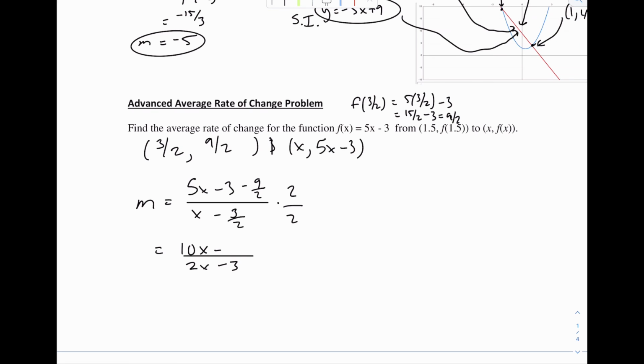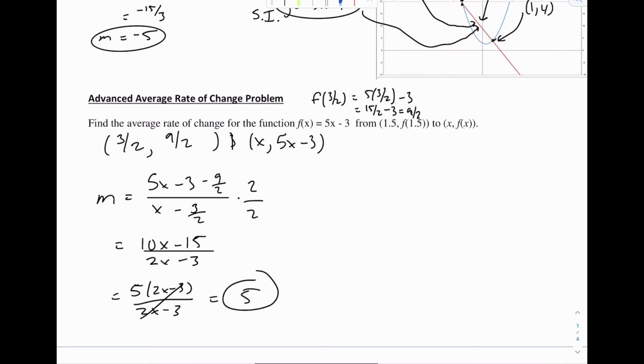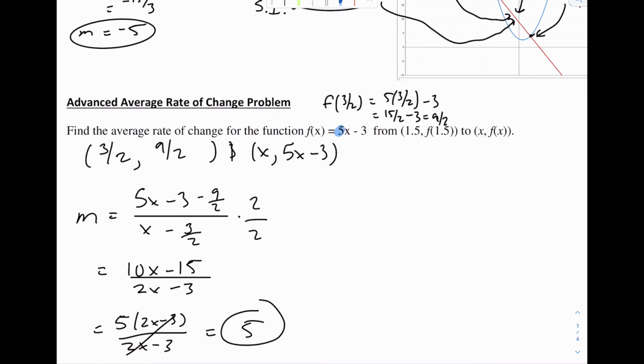Okay, let's combine those. That's just 15. And this actually is pretty interesting because this can be factored. That's 5 times 2x minus 3. And notice how these cancel here, which means we get 5. Which is interesting because notice how in the problem we're dealing with a line. And 5 is actually the given slope, m equals 5. Which means we could actually do this process for any 2 points on this line, and we should get 5. Because no matter what, the average rate of change should be 5.